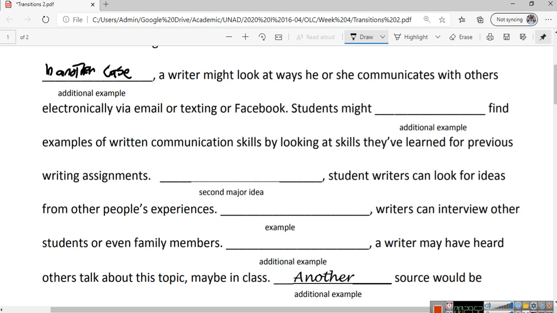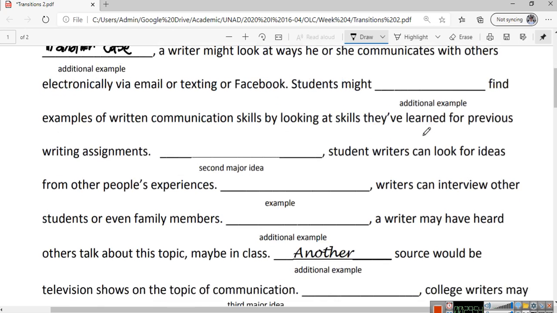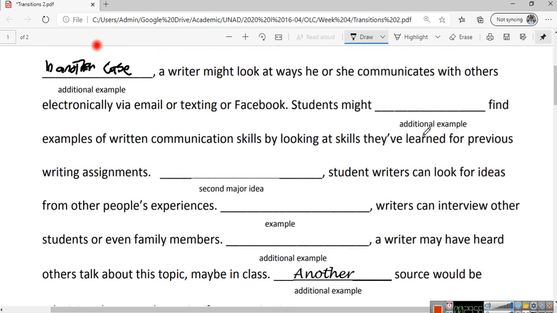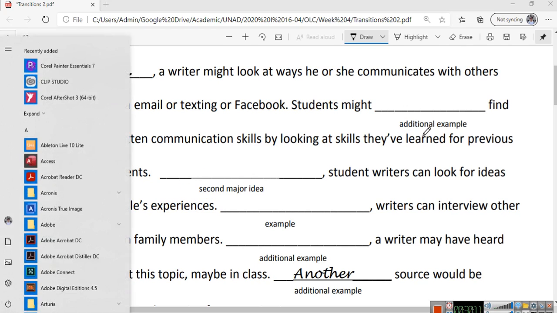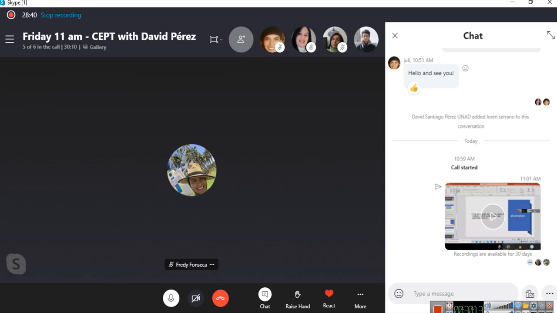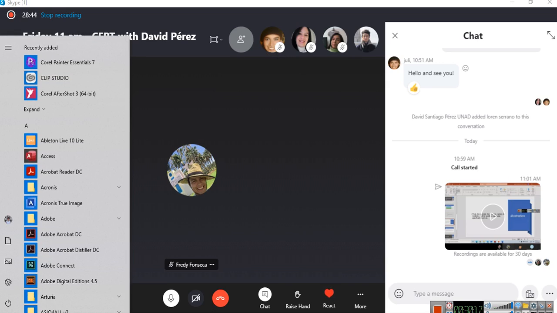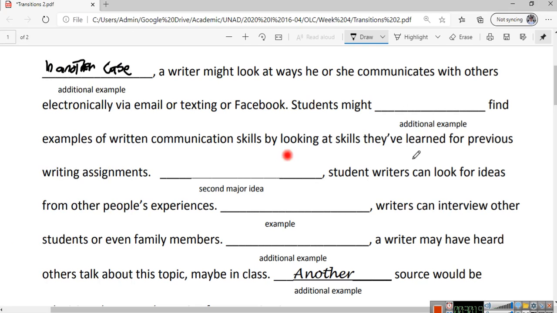Now, students might, and here I need to make another exemplary transition. Students might find examples of reading communication skills by looking at the skills they've learned for previous reading assignments. So let's go ahead with Juli. Please help me with this one.